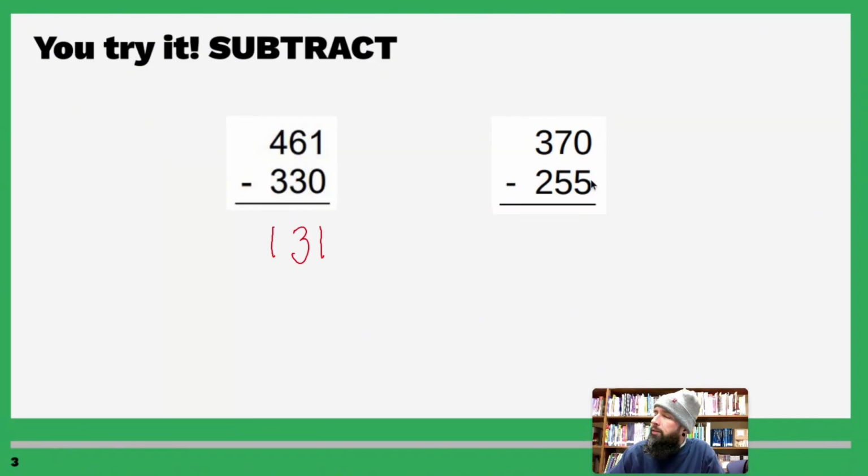0 minus 5. Can't do it. Small minus big, can't do it. So we borrow 1 from 7 and make it 6, and then make the 0 a 10. So now I have 10 minus 5, which is 5. Now go to the tens place value. 6 minus 5 is normal, 1. And then 3 minus 2 is also 1. 370 minus 255 is 115.